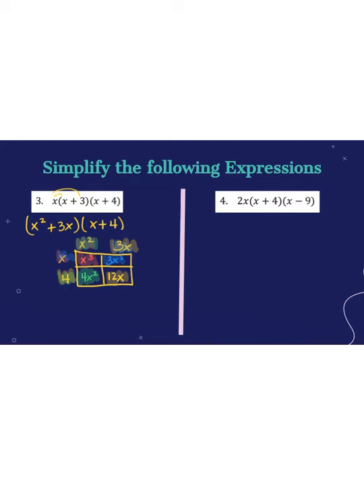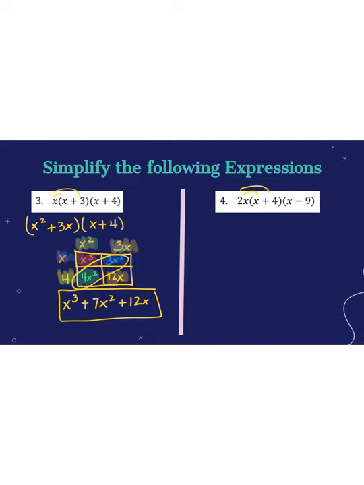Okay, starting with my highest power, x to the 3rd. And then both of these have an x squared on them. So I have a positive 4x and a positive 3x. That will give me a 7x squared plus 12x. That's my final. Okay, we're going to start number 4 with distributing that 2x into the x and the 4.